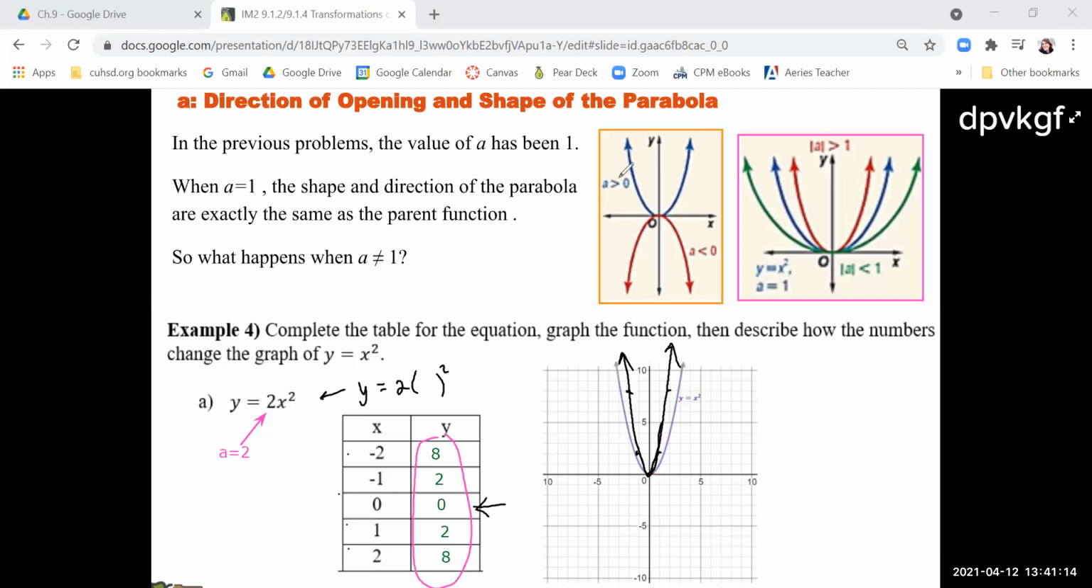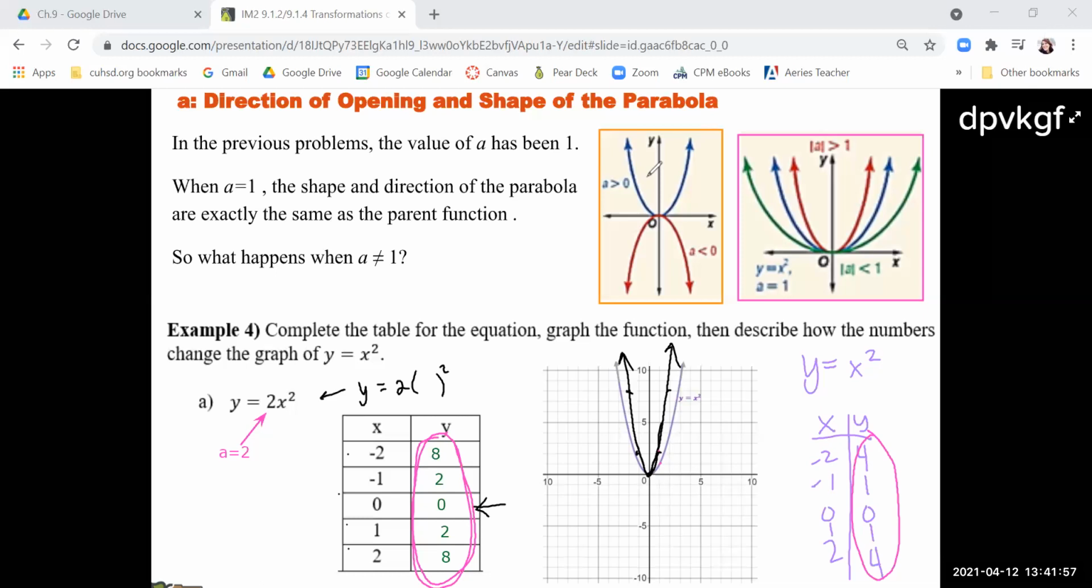I don't know if you remember those offhand, but the parent function had this kind of table. This is what the parent function's table looked like. Do you see how these numbers in the 2x squared table are twice as big as these numbers in the 1x squared table? So our outputs are doubled, which means each new point is twice as tall. So if we had a 3 in front for A, we would have a triple steep graph. If we had a 4 in front, it would be 4 times as steep.